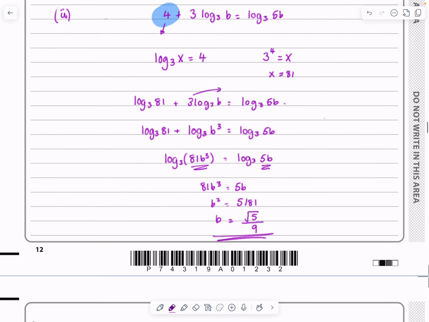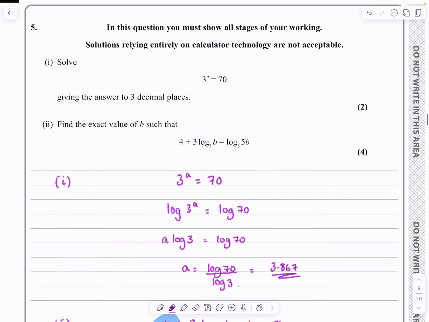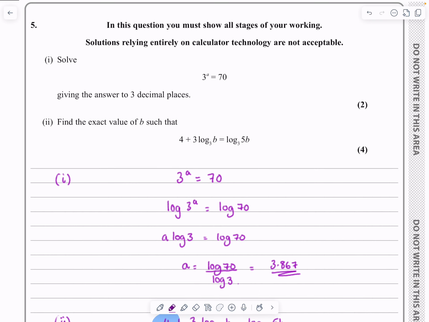So just a slightly different way of approaching that second one. If you don't like that method, go back and look at my other videos where I approach it in a slightly different way. But hopefully for that method, that makes sense to everybody.